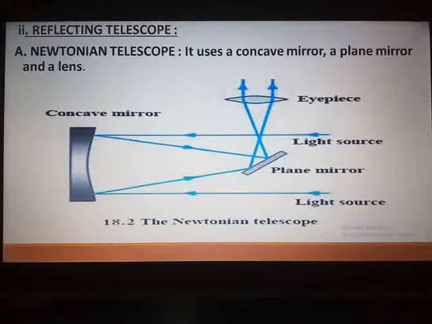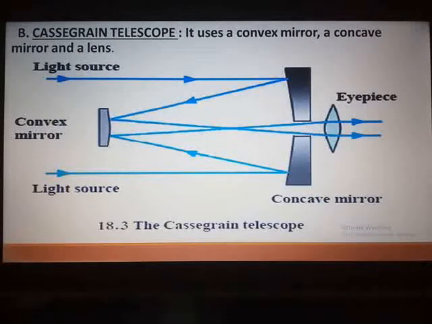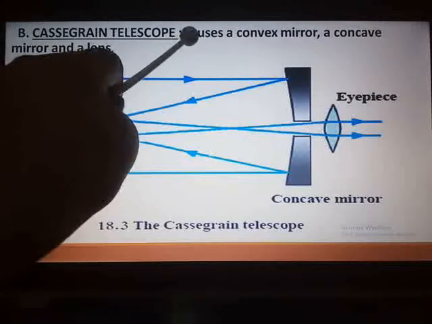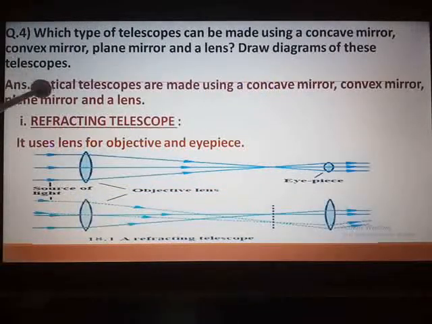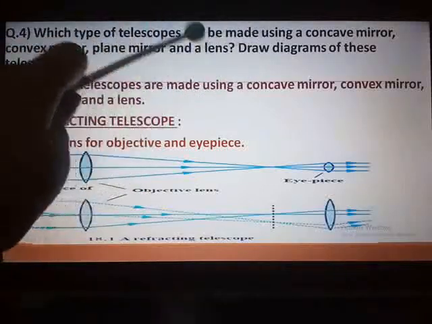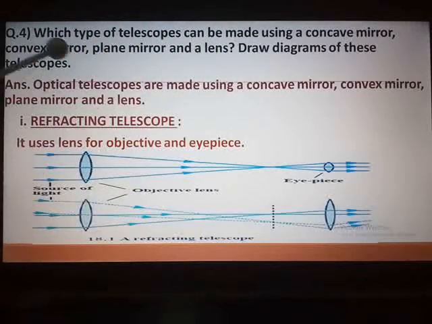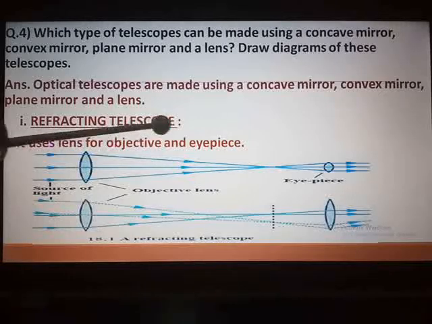And the next reflecting telescope is B, Cassegrain telescope. It uses a convex mirror, a concave mirror and a lens, slightly different. And you have to draw the diagram 18.3 on page number 211. Once again I will go to the question so that you will understand carefully. First part you have to mention, optical telescopes are made using concave mirror, convex mirror, plane mirror and a lens. So the two types of optical telescopes are refracting and reflecting. So for refracting telescope you will write, it uses lens for objective and eyepiece.